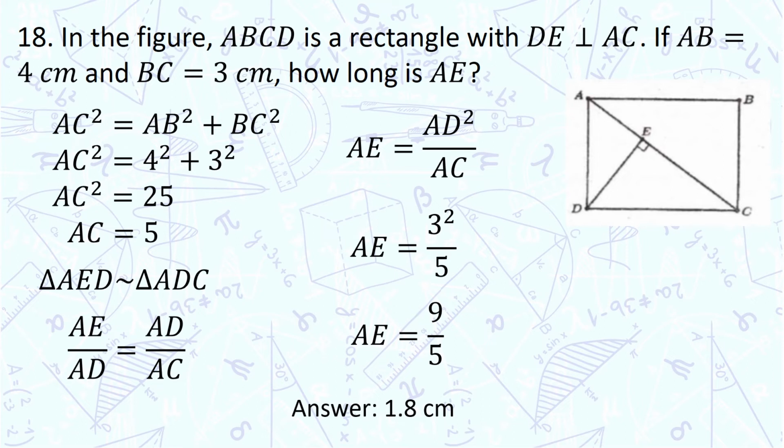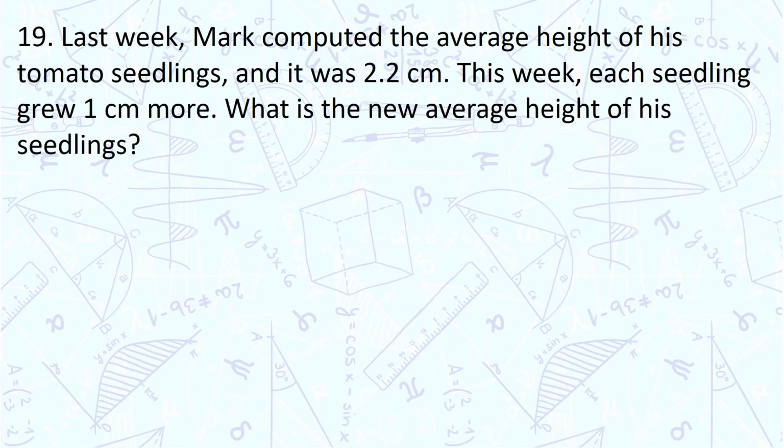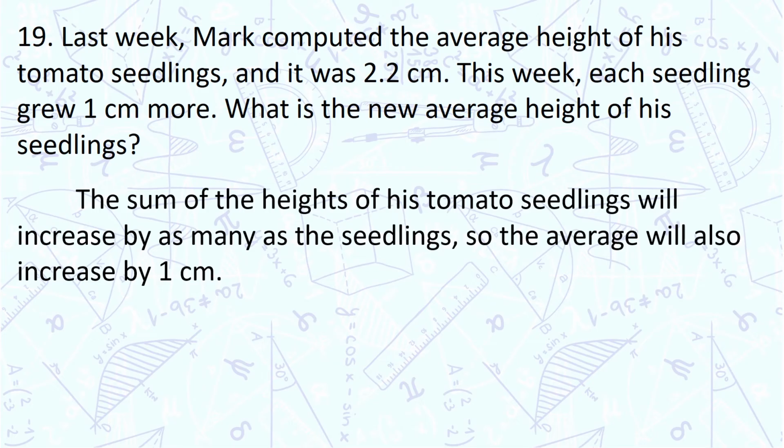Number 19. Last week, Mark computed the average height of his tomato seedlings and it was 2.2 centimeters. This week, each seedling grew 1 centimeter more. What is the new average height of his seedlings? For this problem, the sum of the heights of his tomato seedlings will increase by as many as the seedlings. So the average will also increase by 1 centimeter. So the answer is 3.2 centimeters.